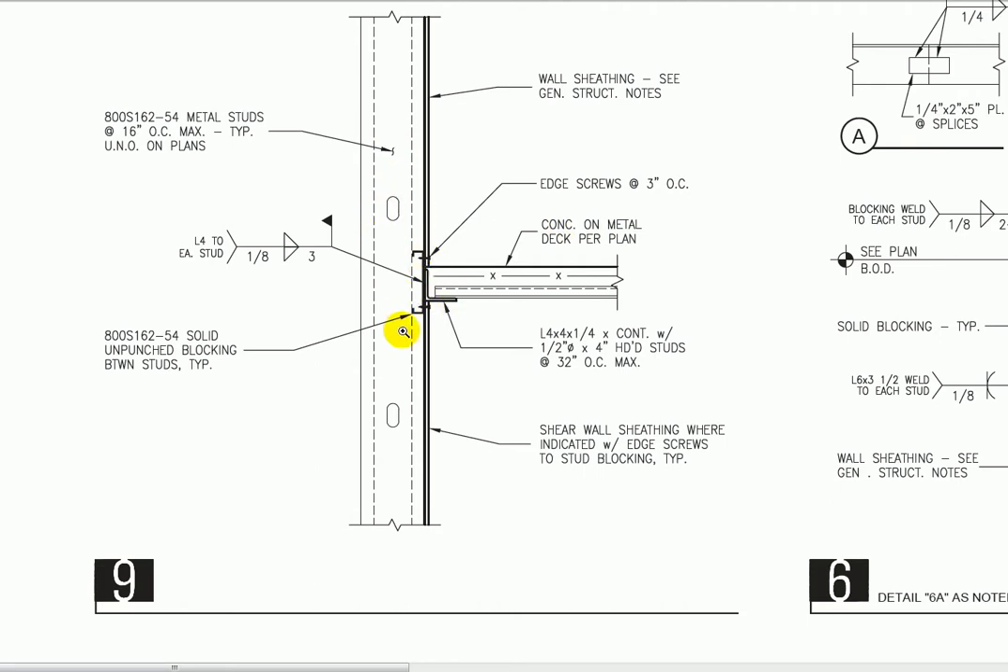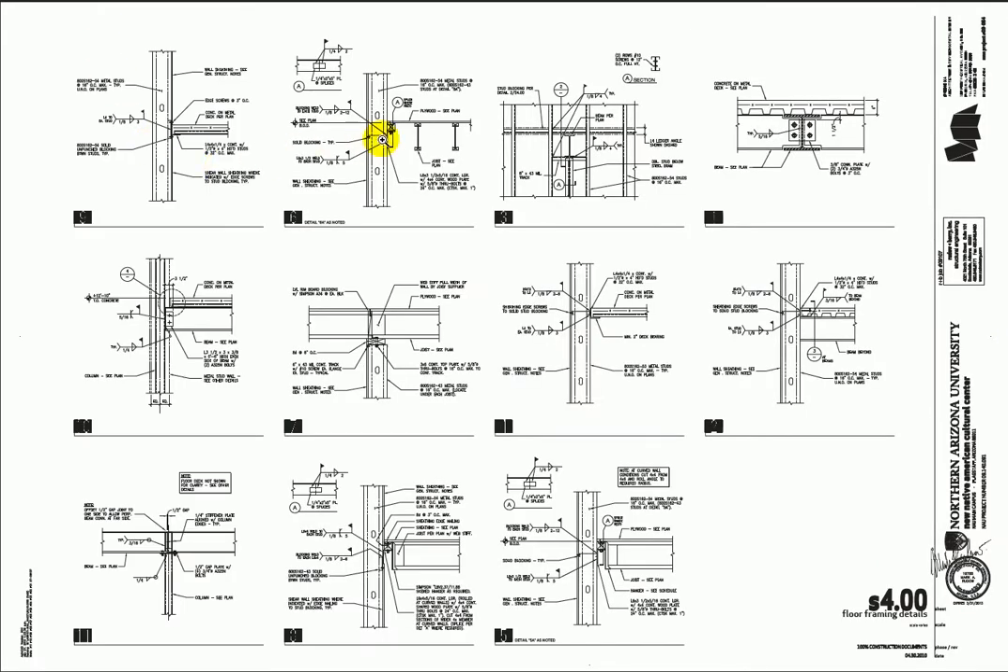So what I'm seeing are bearing walls built around the building, and a floor that's built of metal deck with concrete on top of it. So that's generally the construction of this building. And you can see the details are all very similar. So these are just the different ways that the floors and beams connect to the walls.